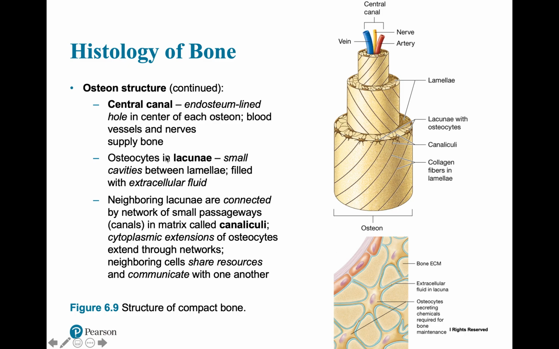Now, how do we get the lacunae, or how do we get the lamellae? The lamellae are the concentric circles of bone matrix that get laid down by osteoblasts. And eventually, remember, those osteoblasts surround themselves with the bone matrix, and they enclose themselves in a lacuna, and they become osteocytes.